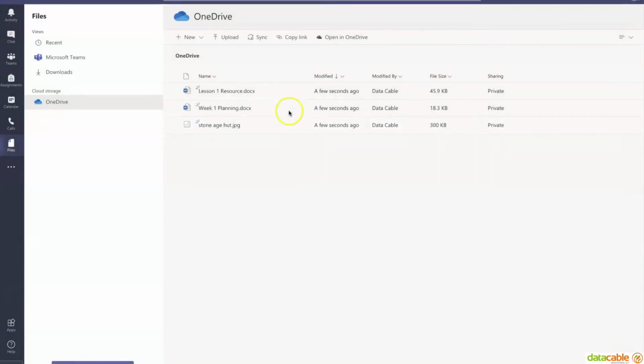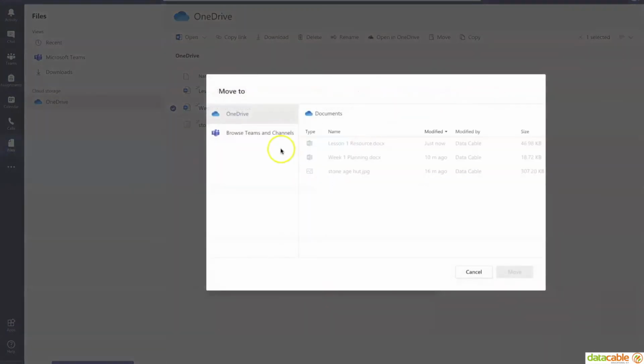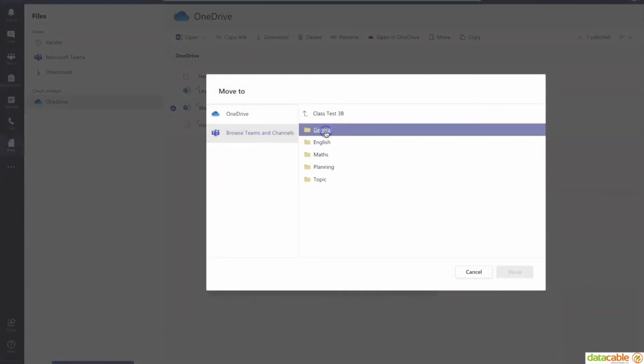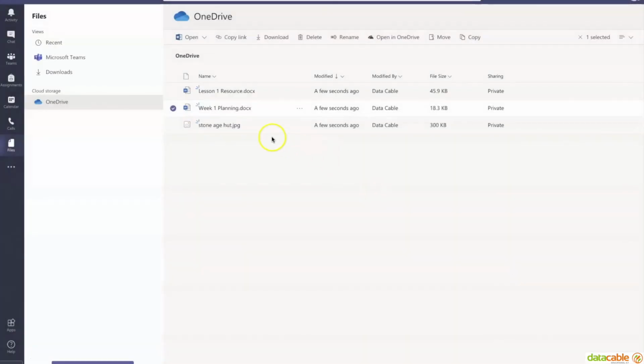Moving the files to specific places is important. I can move my planning for the week to the planning channel so that I and other staff can work on it together. Sharing files with your colleagues may also be a good idea, as it could reduce the amount of planning you have to do.